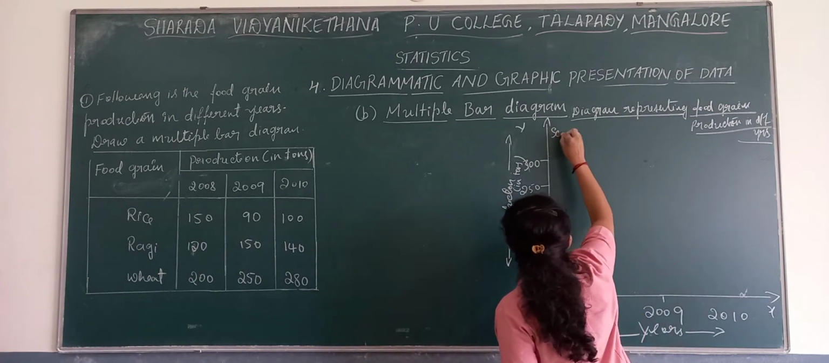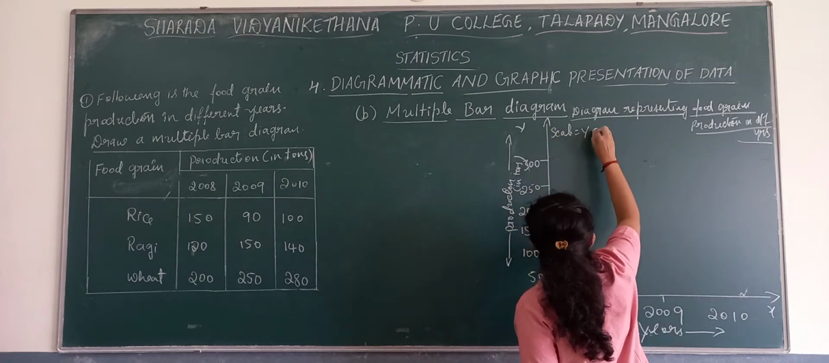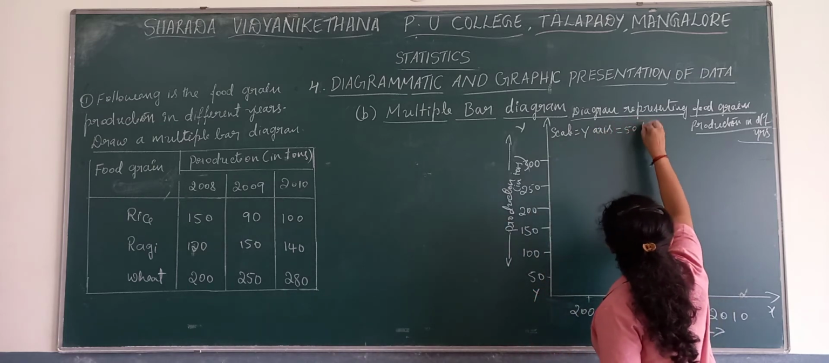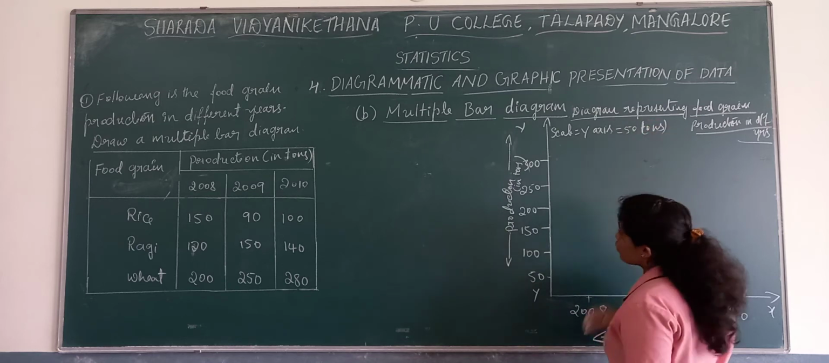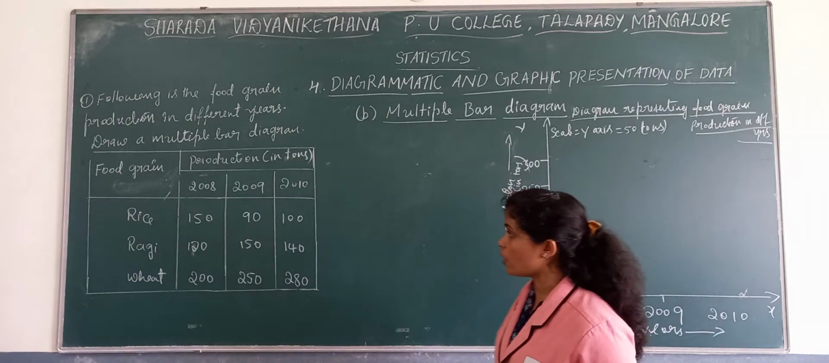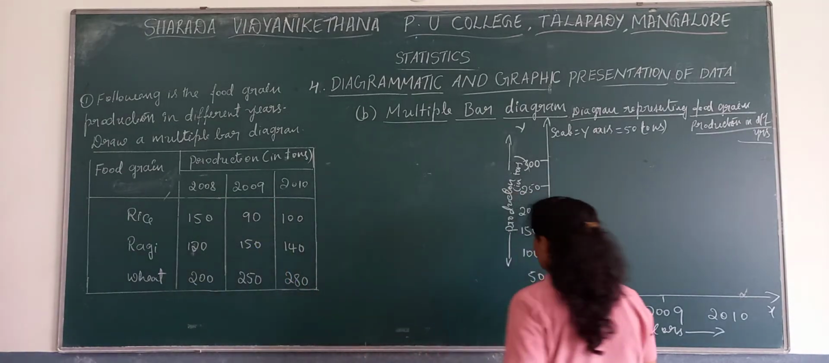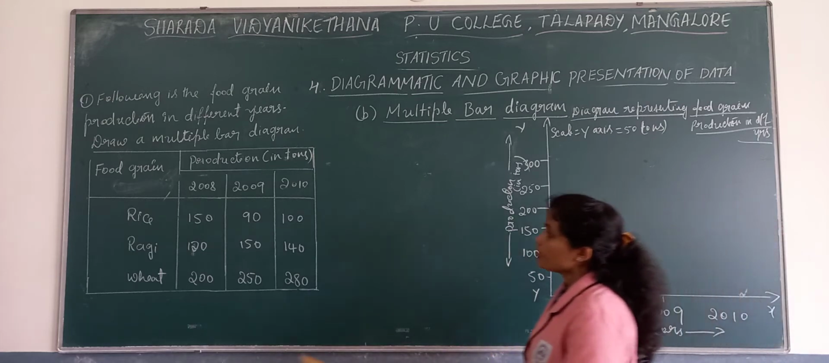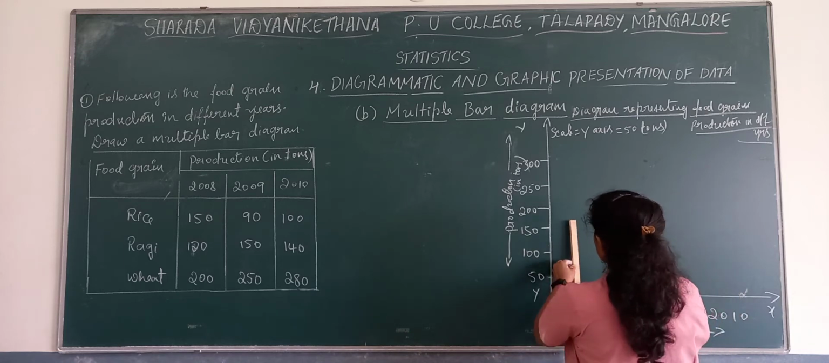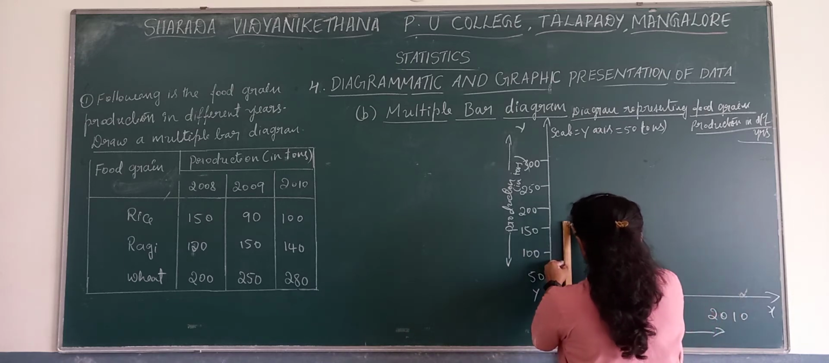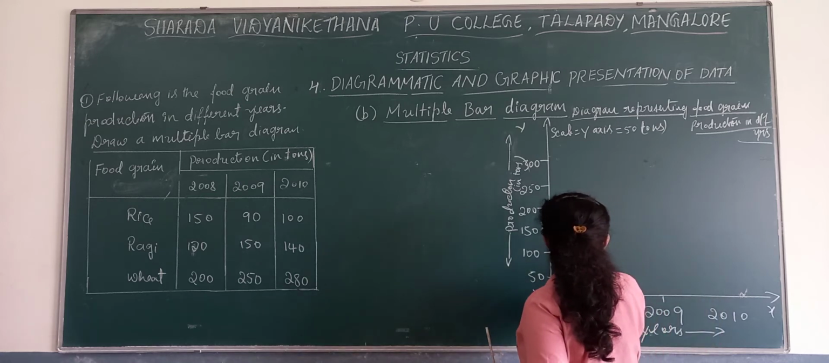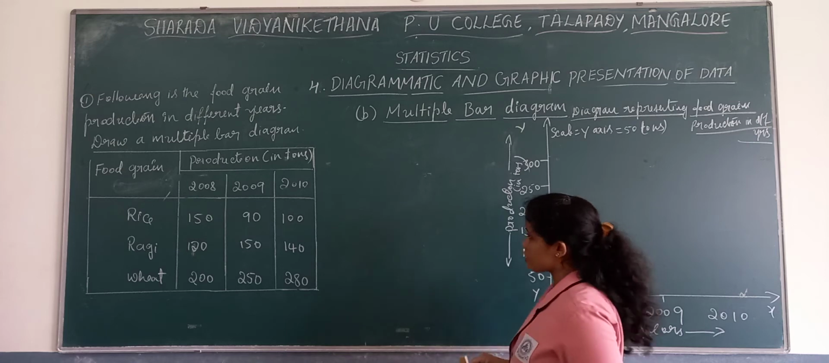Write the scale. Scale: y-axis is equal to 50 tons. That is the gap we have given. Now we will go through one by one. In the year, first we will see 2008. The rice value is 150. The rice is 150 there.